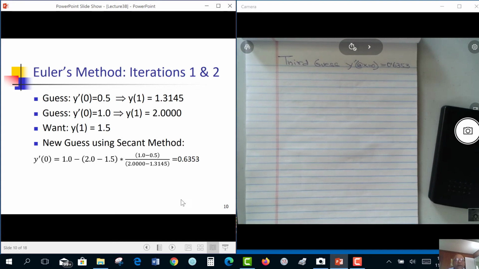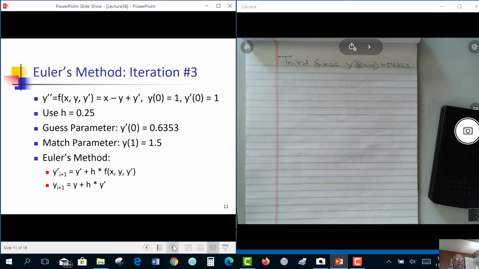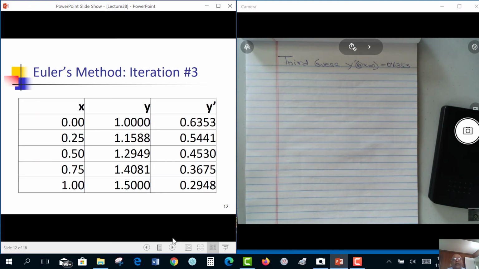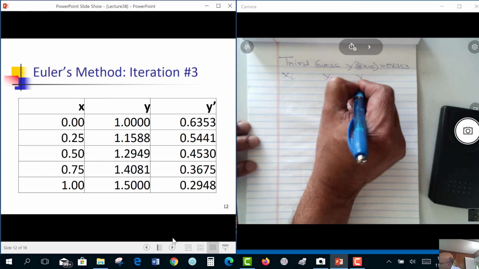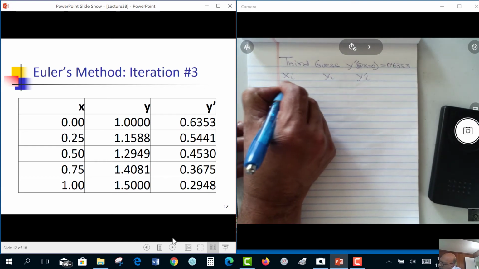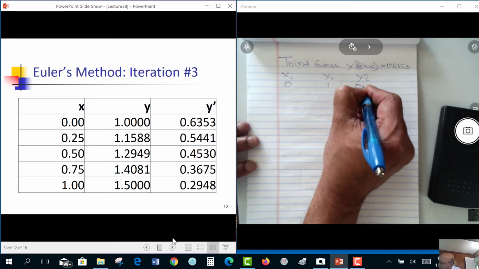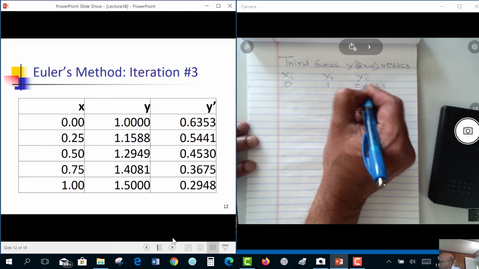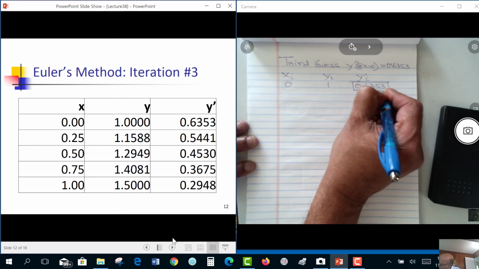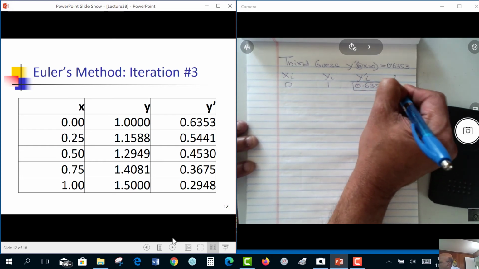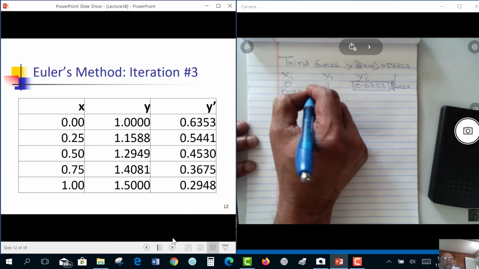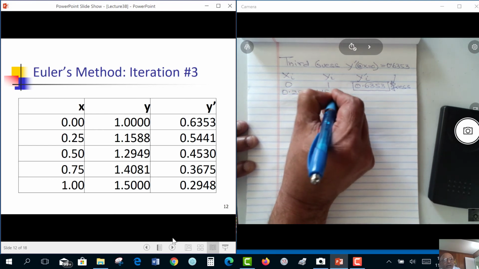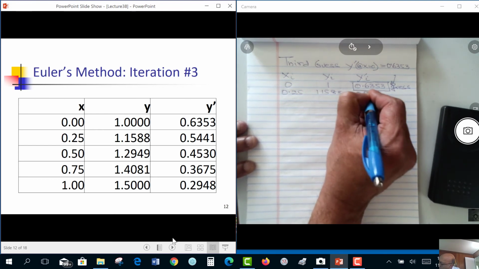Okay, so we'll resolve our differential equation. So this is our iteration number 3, and let's do xi, yi, y prime i. So x is 0, y is 1, and our guess is 0.6353. This is our guess. So we solve our differential equation, 0.25, we will get 1.1588, 0.5441.